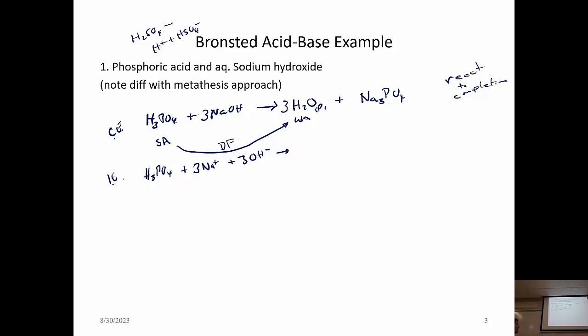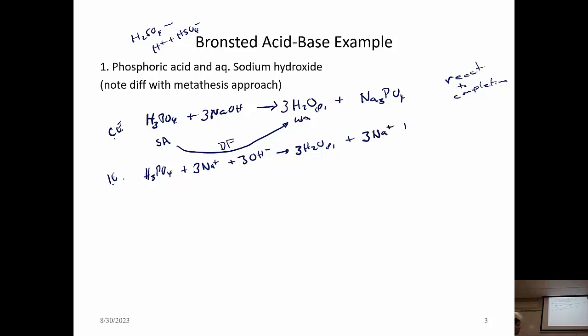So we ionize the strong acids, the soluble salts, and the strong bases. But water is neither of those. So water, we just leave alone. And then all sodium salts are soluble. So sodium phosphate is a soluble salt. We have to make sure we balance it and have the correct charges.